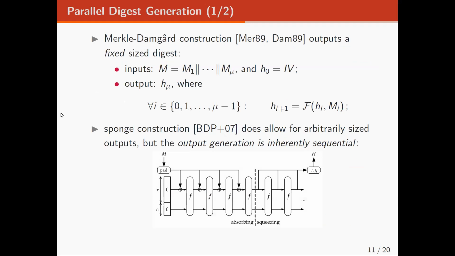Now, a possible application is parallel digest generation. If you want to set up a hash function, we usually have 2 possible constructions. One is the Merkle-Damgård construction, and the other one is the sponge construction. And in both cases, the squeezing part is not done in parallel. In particular, in the Merkle-Damgård construction, we output a fixed size digest by using this process. In the sponge construction, we allow for arbitrary size output, but the output generation is sequential.